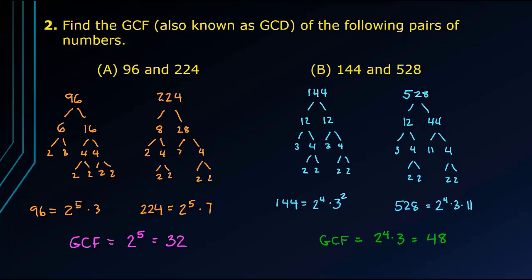I mean, if I have 3 squared, I do have at least one. I have 1 3 there, being multiplied. I actually have 2, but at least there's one that they have in common. And 2 to the fourth power is 16 times 3 is 48. So that's the greatest common factor. That's the biggest number that'll divide out of 144 and 528.